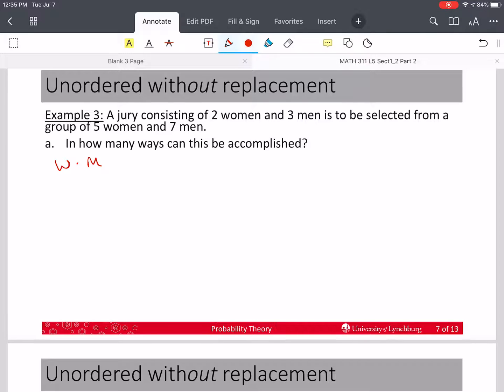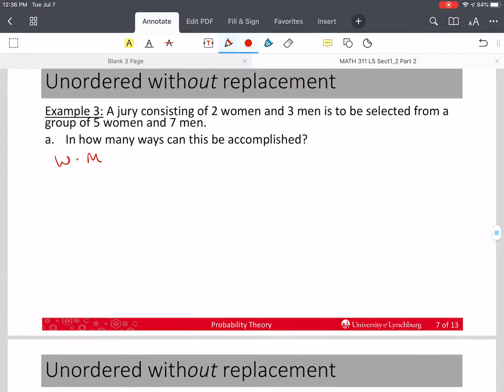So if we have Mary and Jane as women, we don't care if we choose Mary first or Jane first. If both of them are selected, then we have Mary and Jane, and again, we don't care the order. So this is a perfect example of where we have a combination and it's without replacement. You can't choose Mary to take up 2 spots on the jury. She can only take up 1.